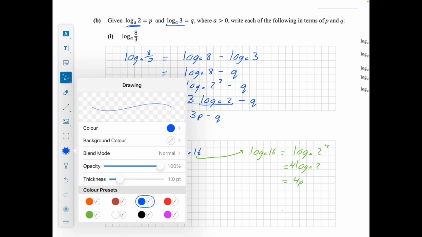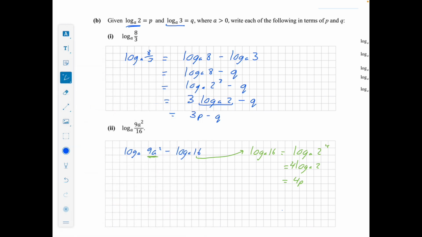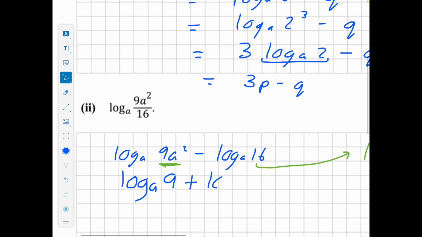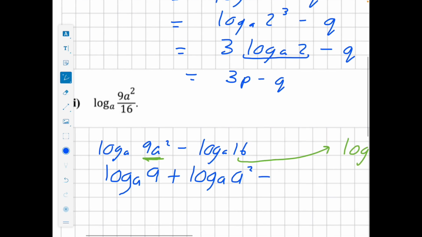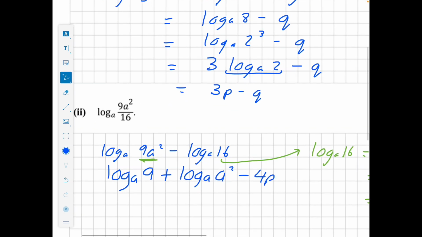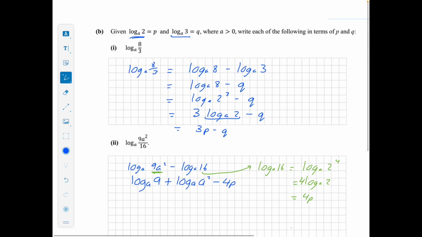Now when I look at this, okay, it's log to base a of 9a squared. I can split that up, okay, because the 9 and the a squared are being multiplied by each other. So I can say that that is log to base a of 9 plus log to base a of a squared minus, and we've already changed log to base a of 16 to 4p.